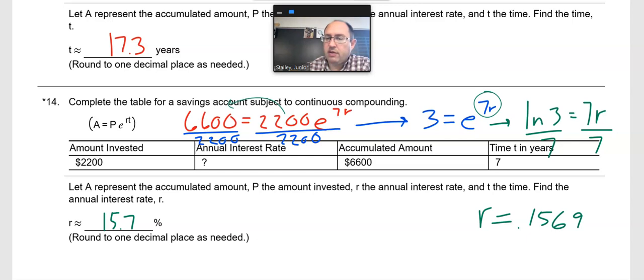We can divide by 7, and don't try to do the natural log of 3/7 because that's not going to give you the same answer. You better be checking these to make sure you can type them on a calculator correctly. The natural log of 3 over 7 like that gives me 0.1569, which rounded to 1 decimal place is 15.7%.